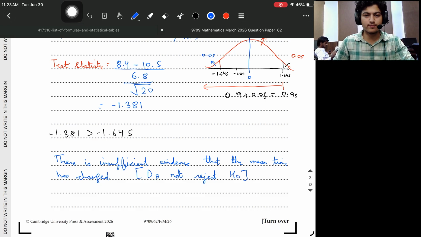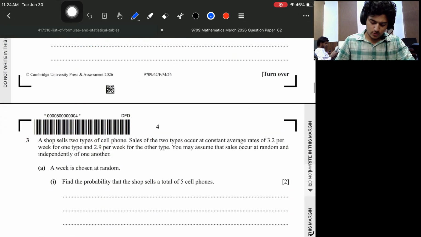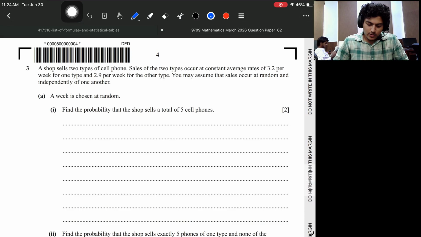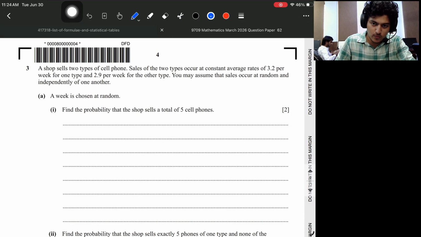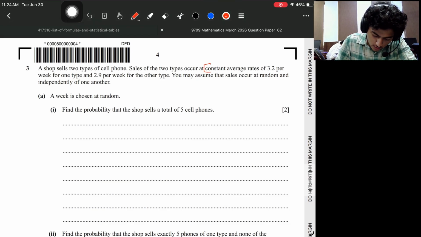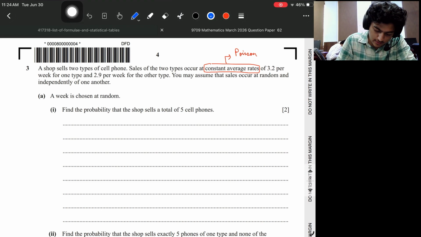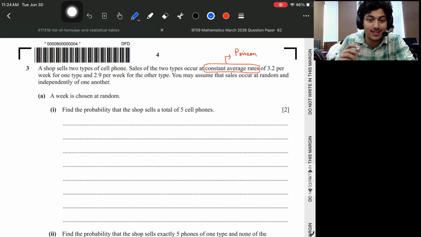All right, moving forward. Question number 3. A shop sells two types of cell phone. Sales of the two types occur at a constant average rate. Now, whenever you read the words constant average rate, one thing that should pop up in your mind is that this is a Poisson distribution, which will have, as it says further, 3.2 per week for one type and 2.9 per week for the other type.